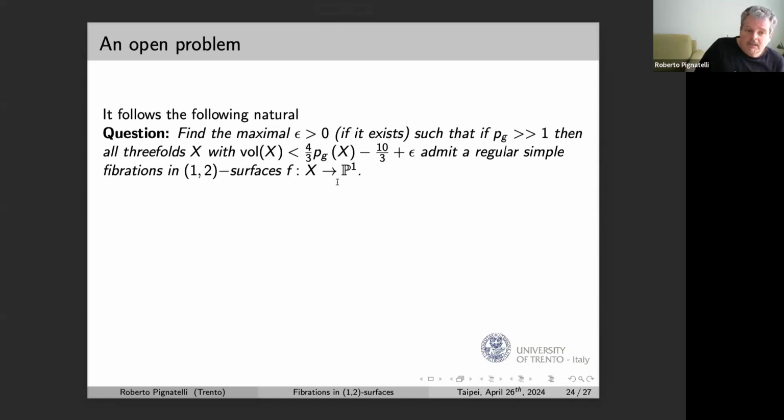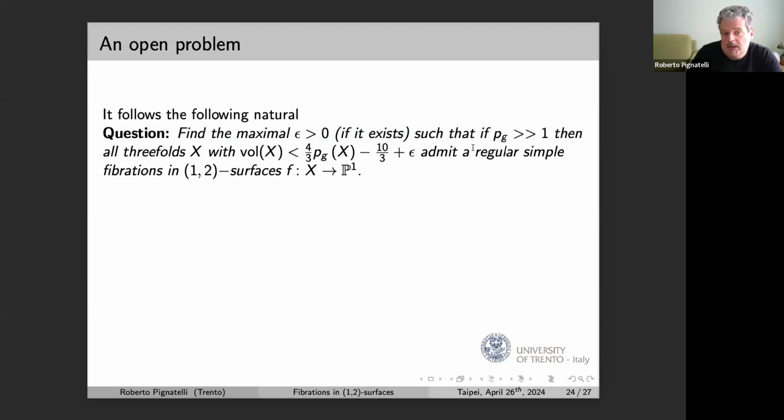And so my question is: what is the maximum number, or it could be a sup, such that if pg is bigger than something, I don't know if it's 11 or 7 or 235, the right pg, but there is some, such that all threefolds with volume smaller than 4/3 pg minus 10/3 plus this something are regular simple fibrations in (1,2)-surfaces over P1?